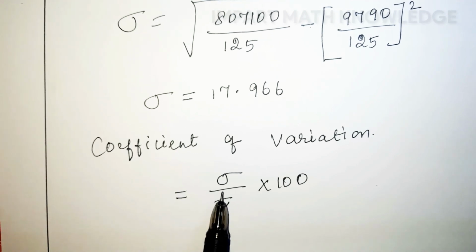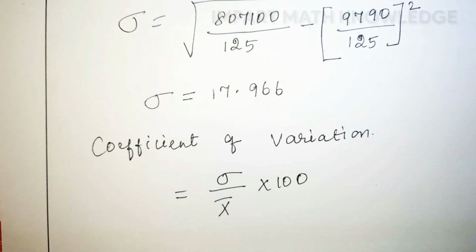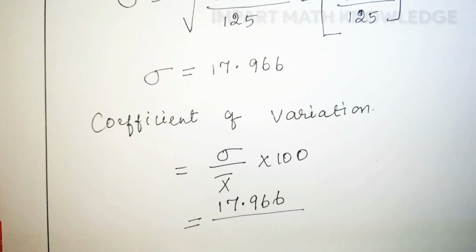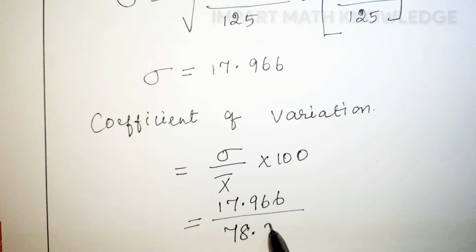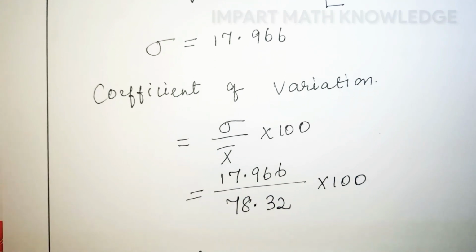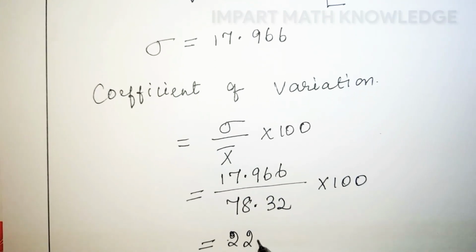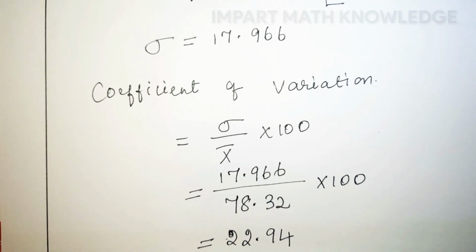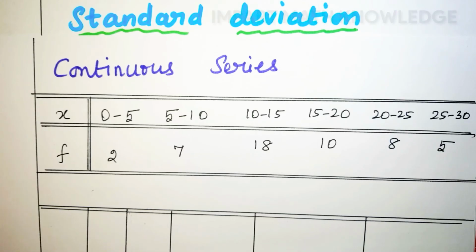Next one, coefficient of variation. This is equal to sigma by x bar into 100. Standard deviation is 17.966 divided by mean is equal to 78.32 into 100. This is equal to 22.94. Coefficient of variation for this particular problem is 22.94.